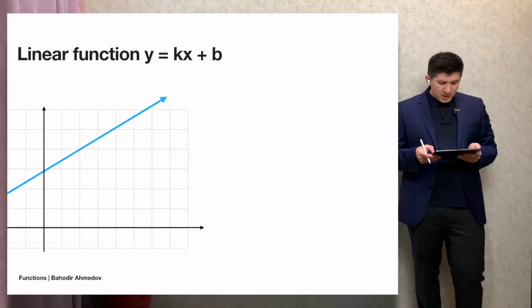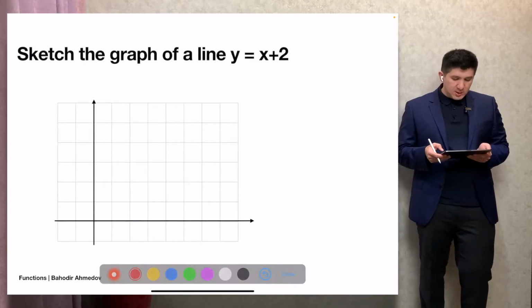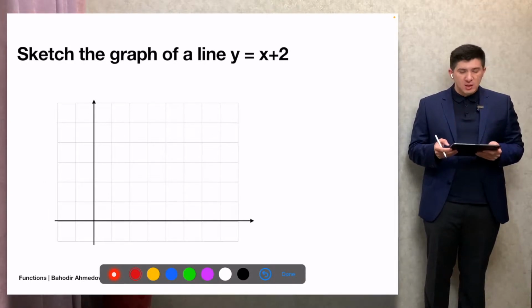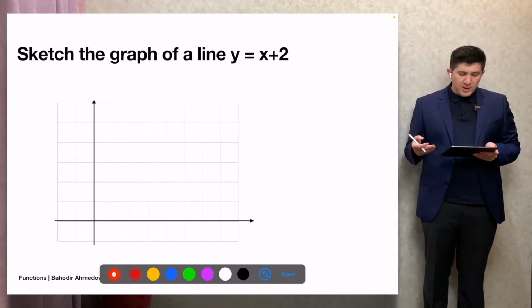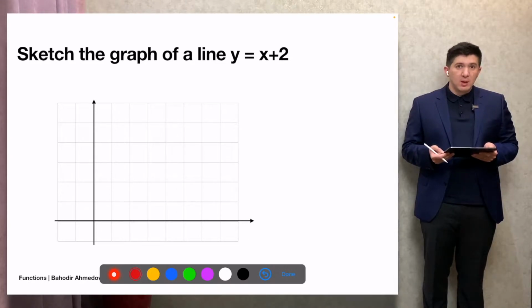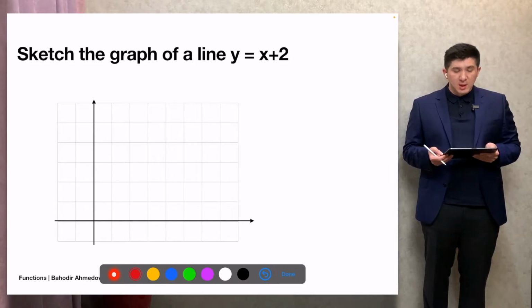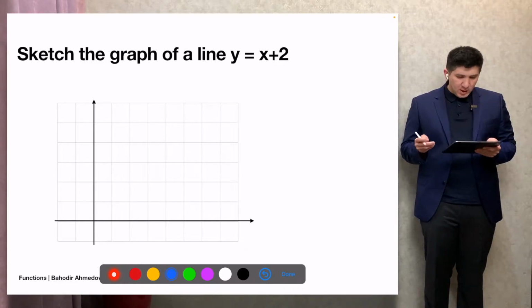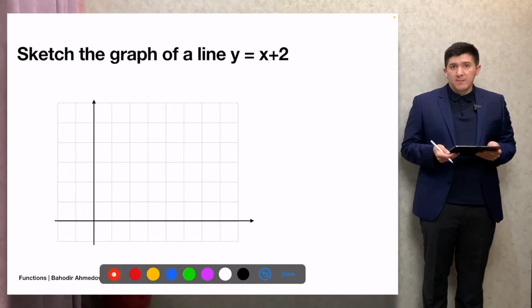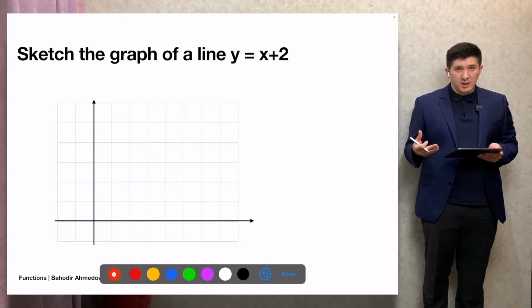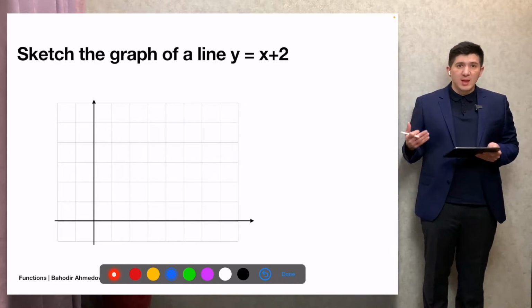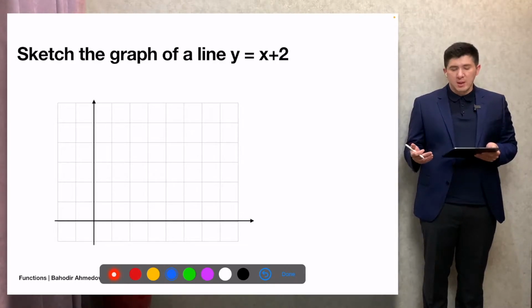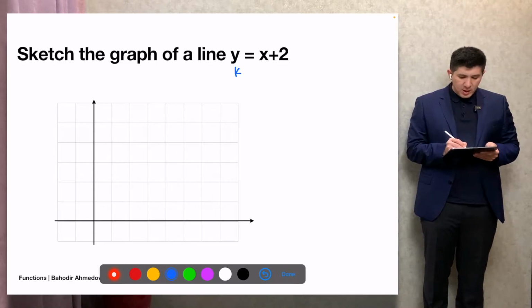So let's do a small example in order to sketch the line. Let's say we're given the line y is equal to x plus 2, and I would like to sketch this. The easiest way to sketch the line would be to just put 2 points and connect them. Even though now we understand how this line looks, I know that k, the slope of this line, is equal to 1. And I also know that b, the y-intercept, is equal to 2.